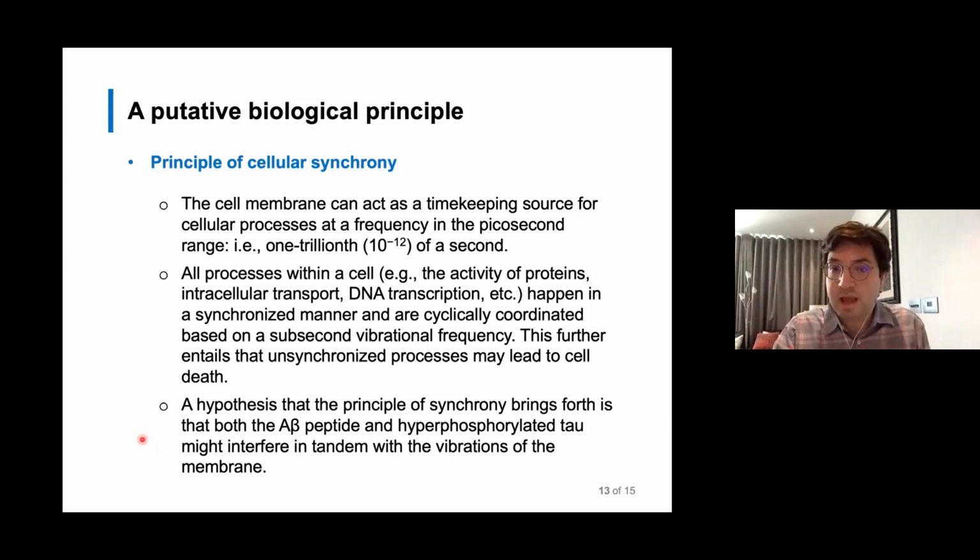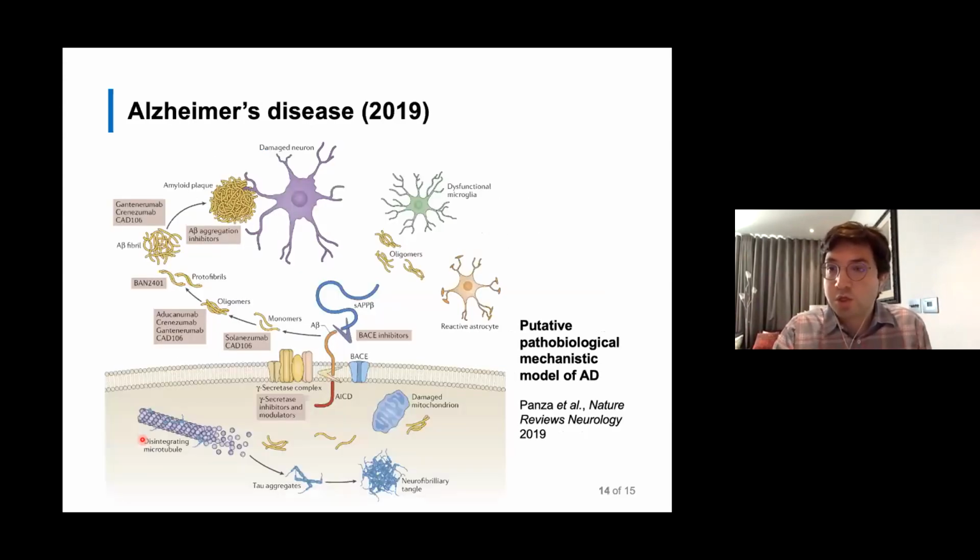Mechanistically, too, it can provide clues. So going back to test 3, recall that I said the amyloid plaque and the tangles seem to be disconnected. If the plasma membrane is involved as a pacemaker in the cell, that could be the connection. We could, for example, say that the plaque could interfere with the vibrations of the cell membrane, perhaps leading to neurofibrillary tangle formation, or the other way around.